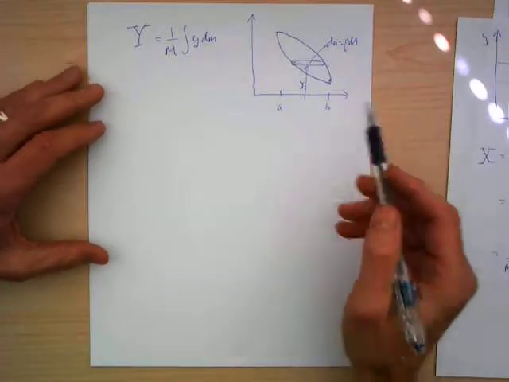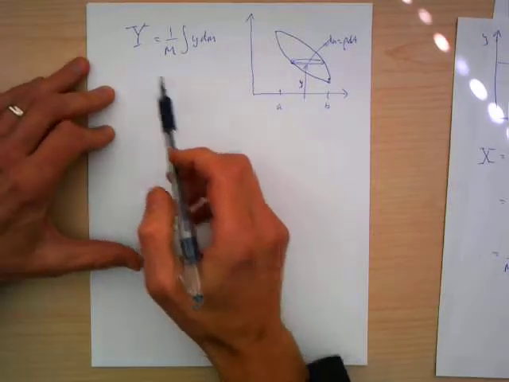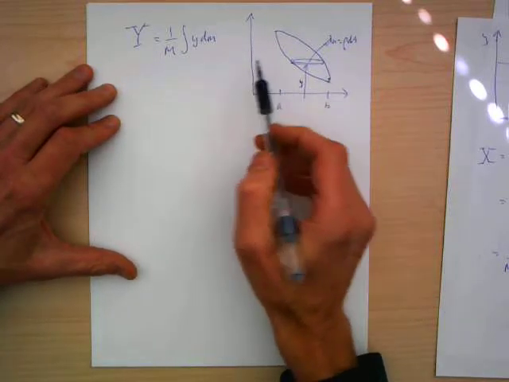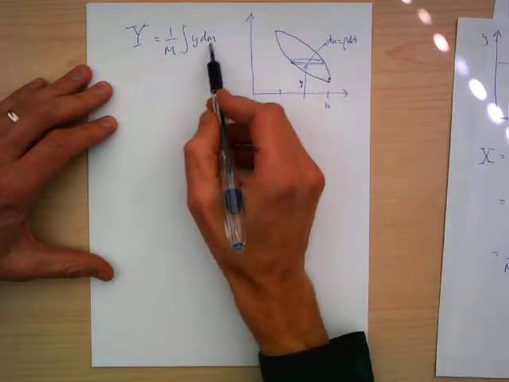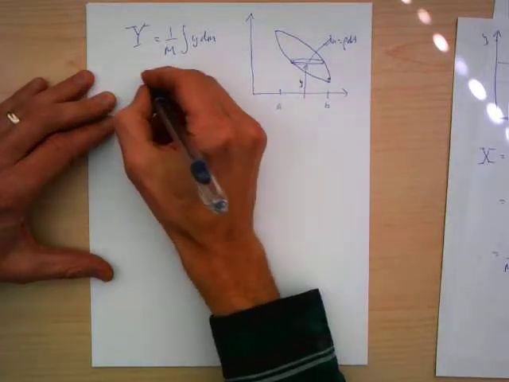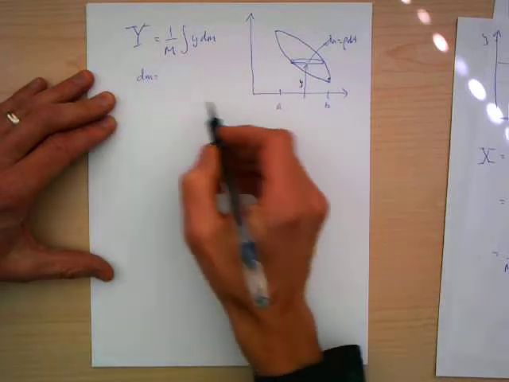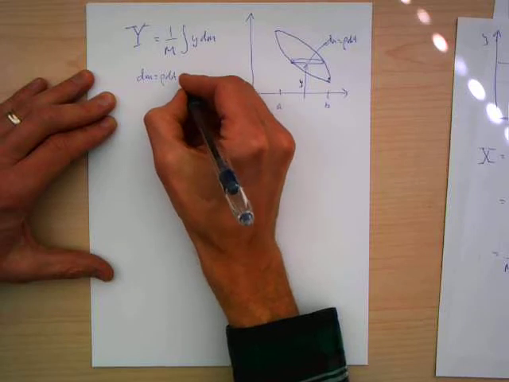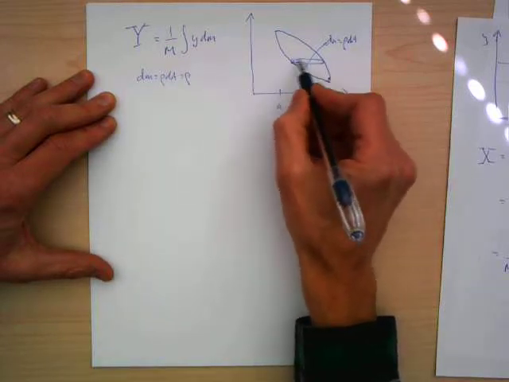Okay, so where we left off was trying to calculate the y position of the center of mass. And we had talked through that our mass element is this horizontal strip here. So we could just write down what is a good expression for that dm. So again, we have rho dA.